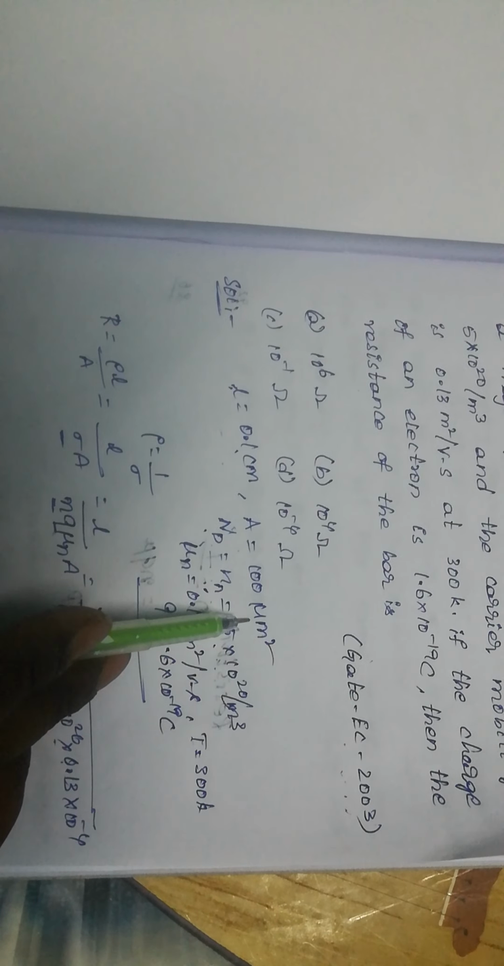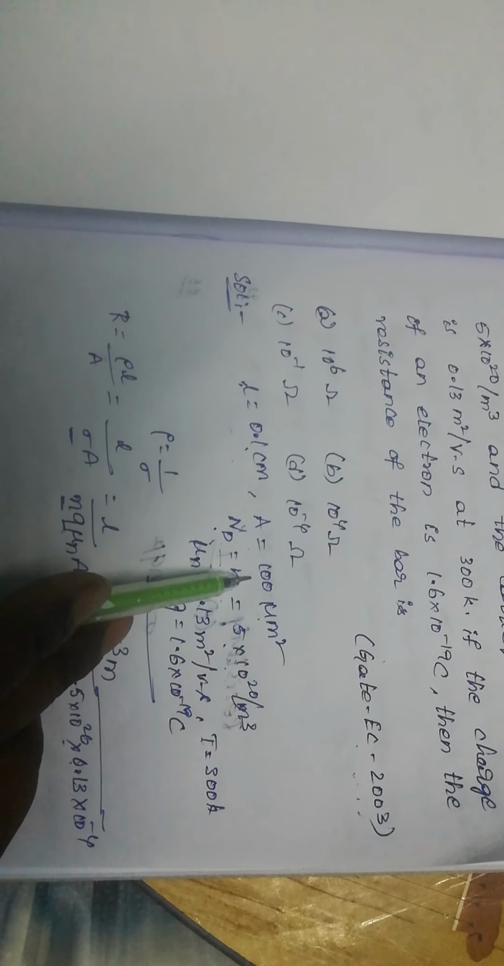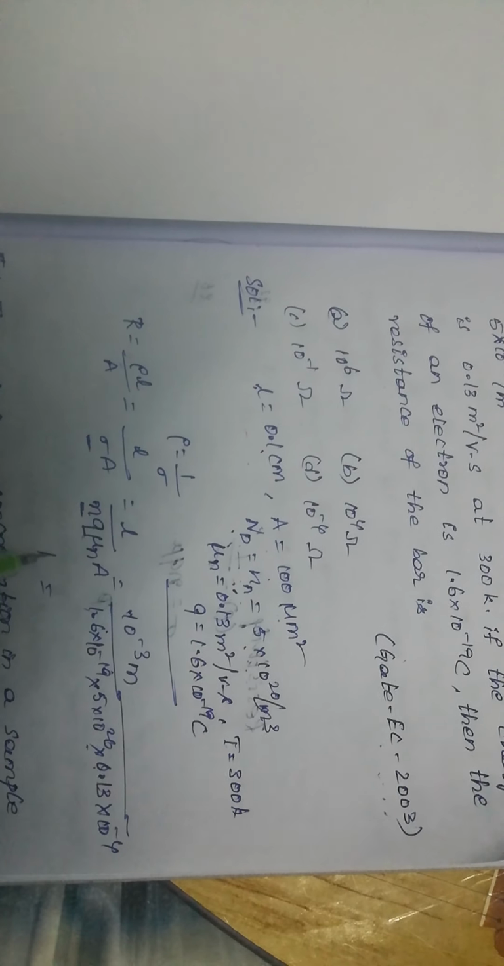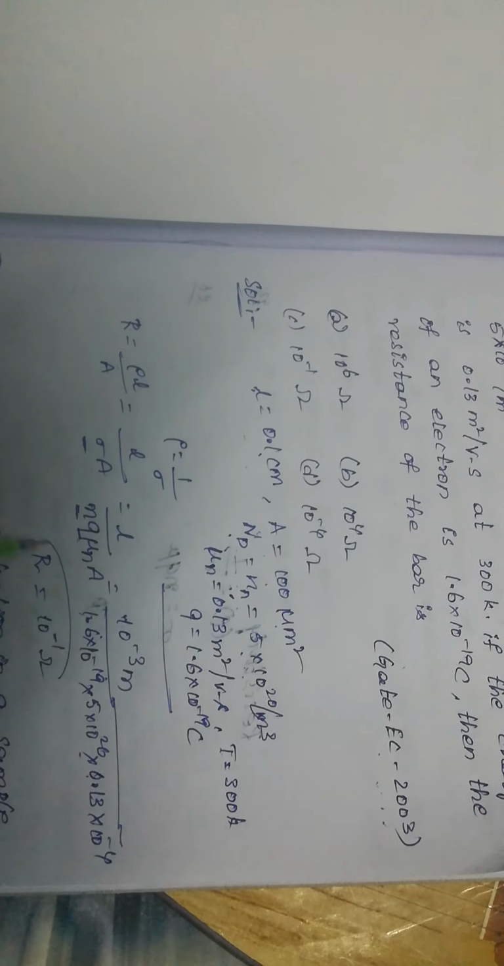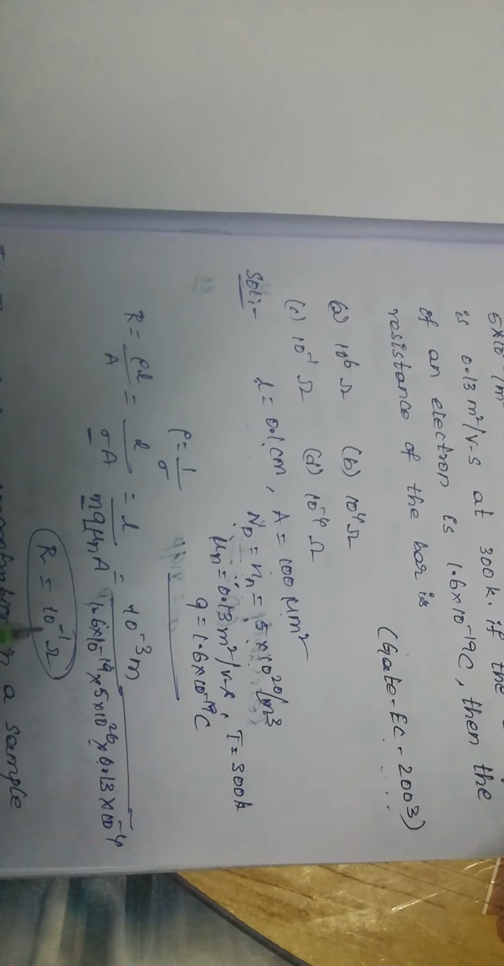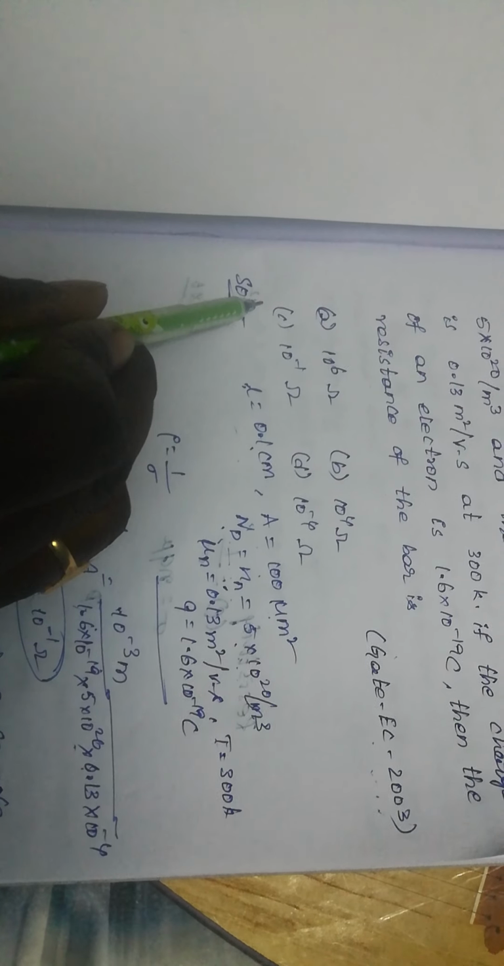Cross sectional area is 100 micrometer square. This 100 micrometer square is written as 10 power minus 4. Why? Because micro means 10 power minus 6, and 10 square, so 10 power minus 4 you will get. If we solve this, we get the resistance as 10 power minus 1 ohms. So this is the answer, R equal to 10 power minus 1 ohms. So the option is C.